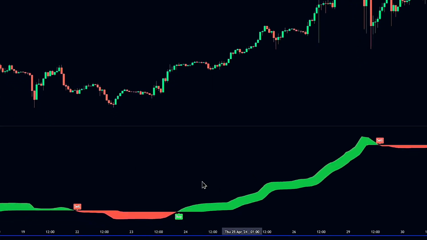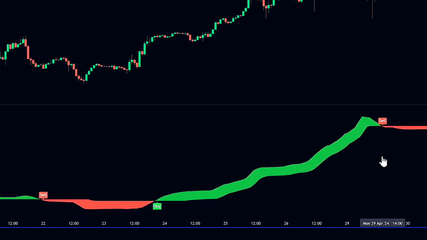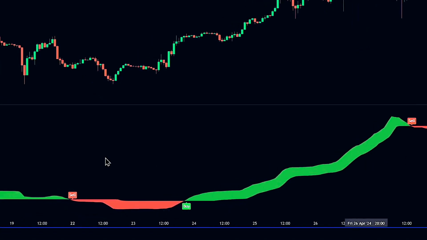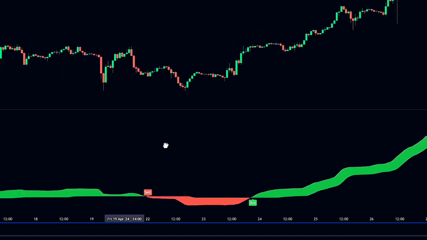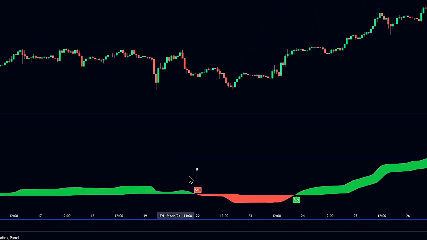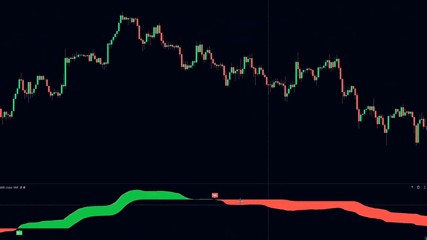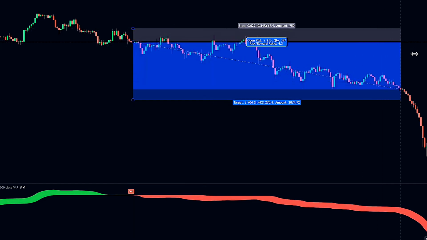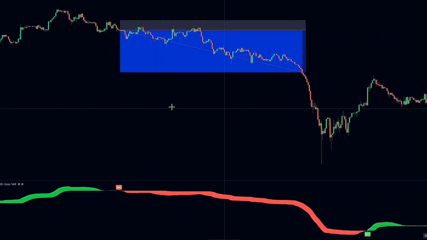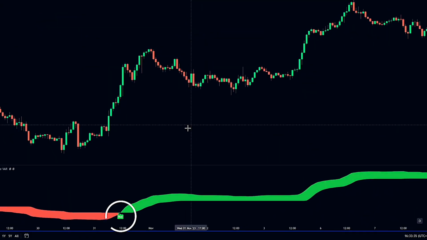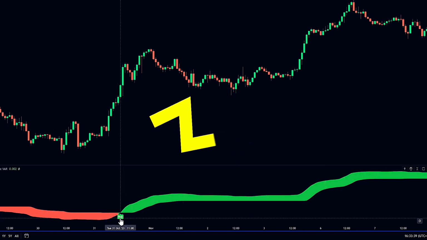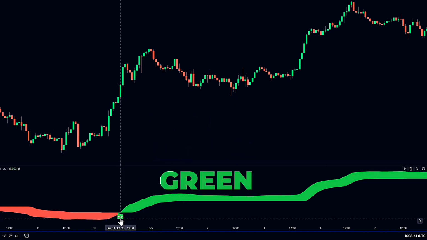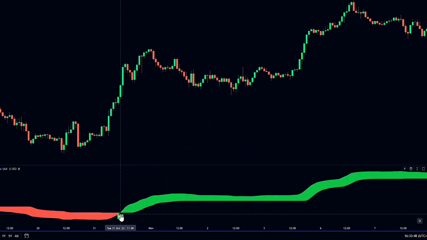This indicator also generates buy and sell labels to signal trend shifts between bullish and bearish. When a sell label appears, the trend shifts from bullish to bearish, and the cloud turns red. This is where you should be looking for short entries. On the other hand, when a buy label is printed, the trend shifts from bearish to bullish, and the cloud turns green, signaling long trade opportunities.